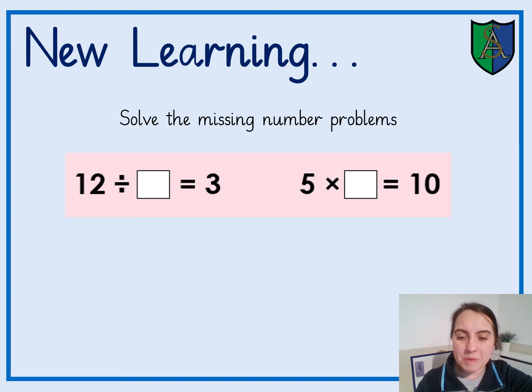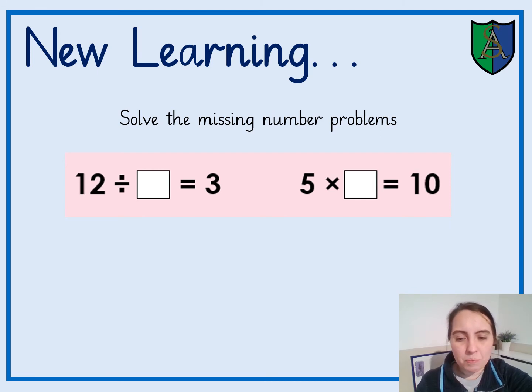Okay, children, let's begin with our new learning. We need to solve these missing number problems. The reason for this is that later on in the lesson, you are going to become detectives and solve missing number problems to help you crack a code. There's a secret message and we're on a secret mission to find out what that code actually says. So we are secret agents. We need to solve the missing number problems to crack that code and find that secret message.